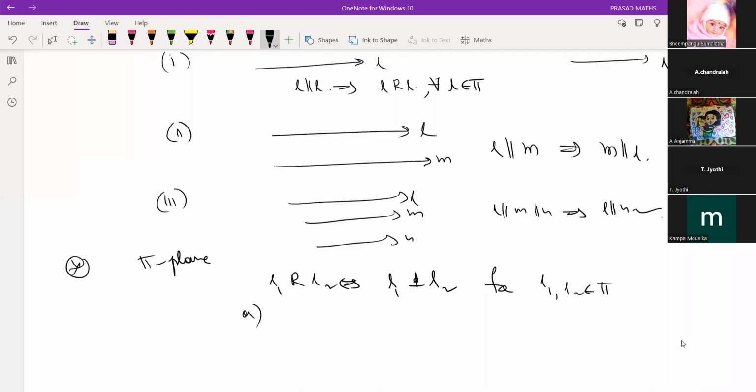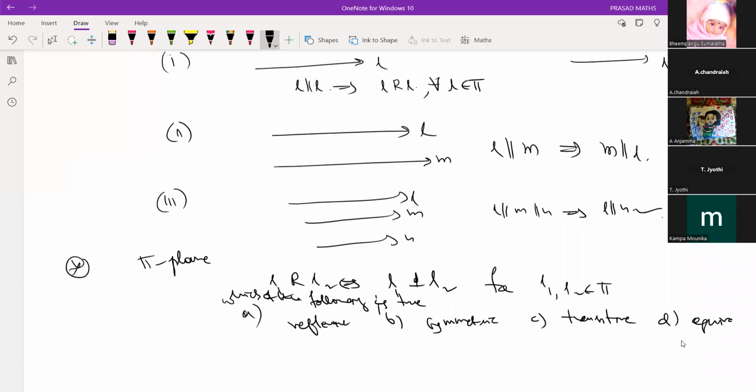So which of the following is true? First one, reflexive. Second one is symmetric. Not transitive also. Third, transitive. Fourth one is equivalence relation. Which one is right? B is correct. It is symmetric.